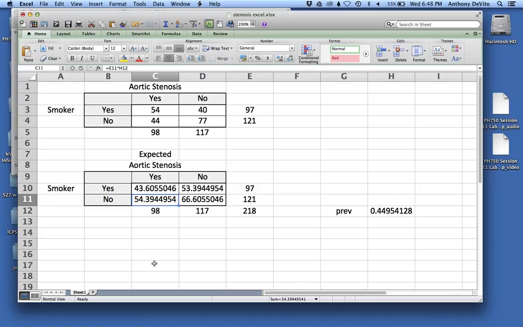Yes, I can see a hand up there. So I was just wondering, when you calculated the prevalence, how do you determine which column to use?